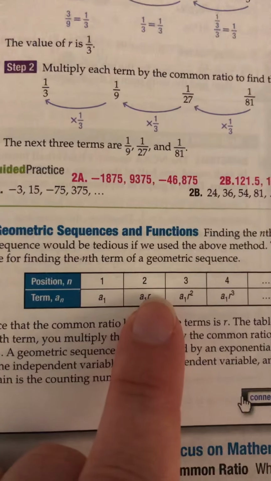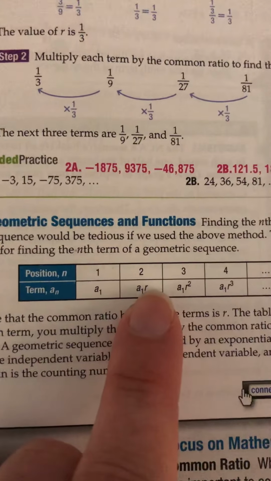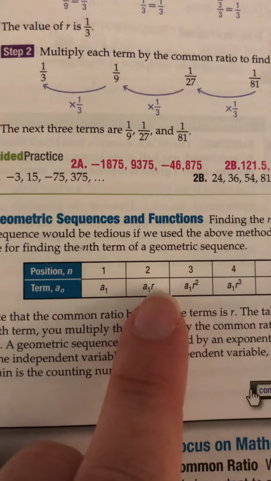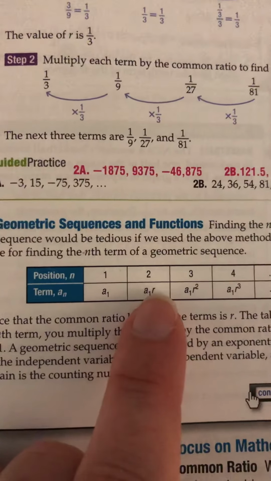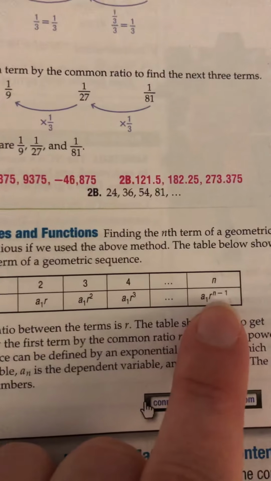Okay, so every time you use this formula, you're going to take 1 away from the term number, and that's going to be your exponent. That's going to be your power that you're going to take to the common ratio. Okay, so there it is right there.